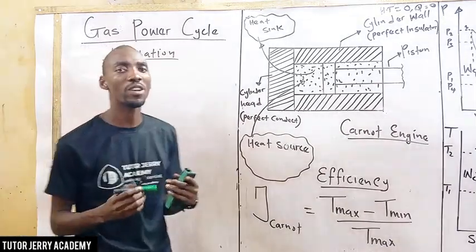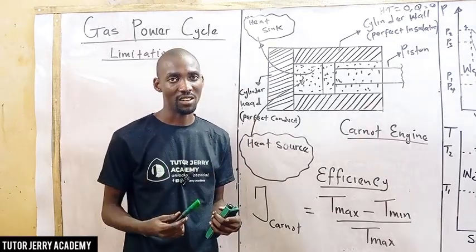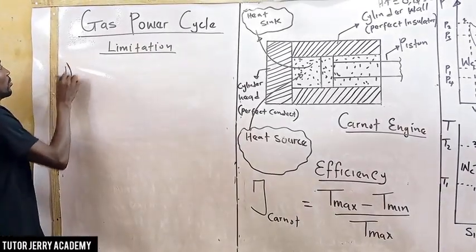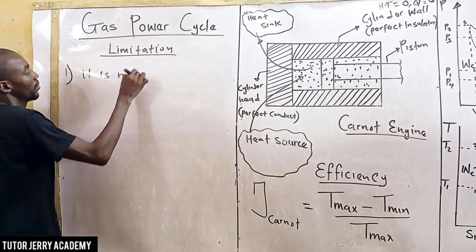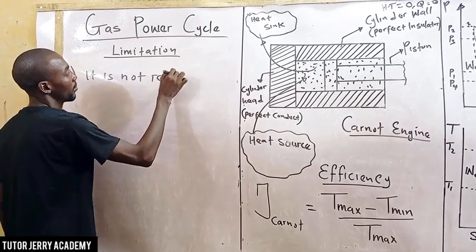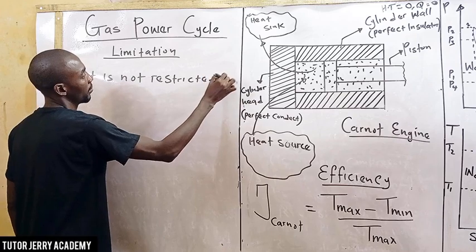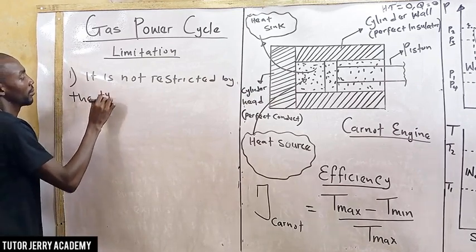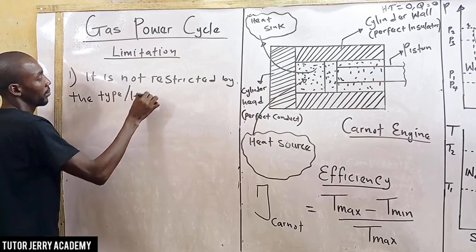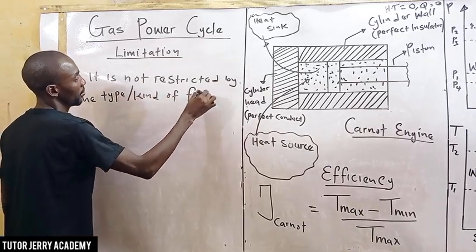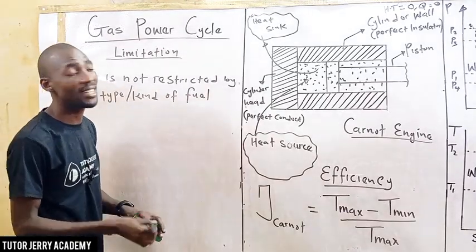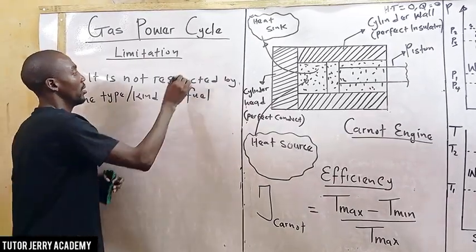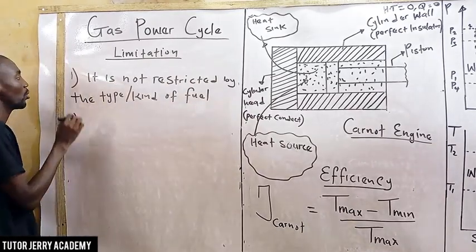The first limitation of a Carnot cycle is that it is not restricted by the kind of fuel. All right, it is not restricted by the kind of fuel, so it can be used anywhere. Now the next one is number two.